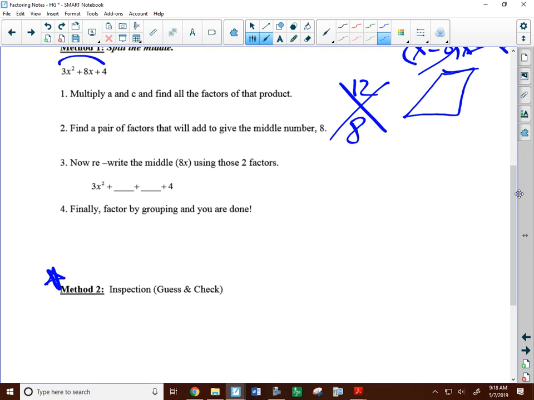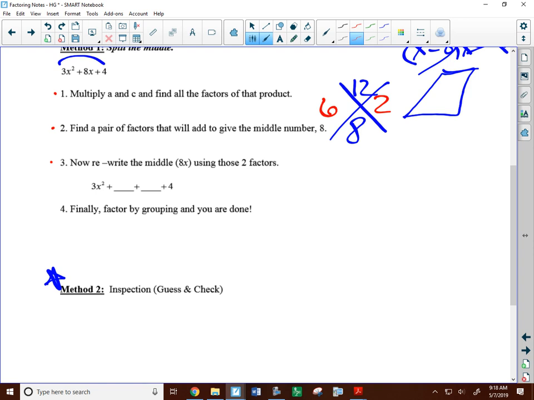2 numbers that multiply to get 12 and add to get 8. What's it going to be? 6 and 2. They multiply to get 12, add to get 8. Okay, now I basically did these 2 steps: multiply, and then add to get 8.